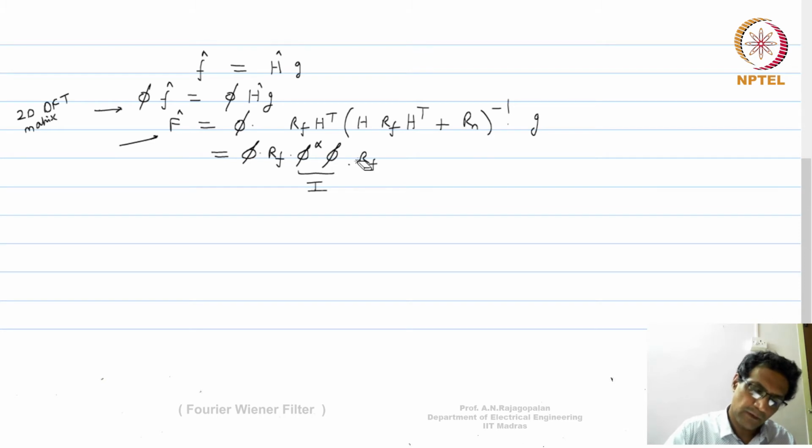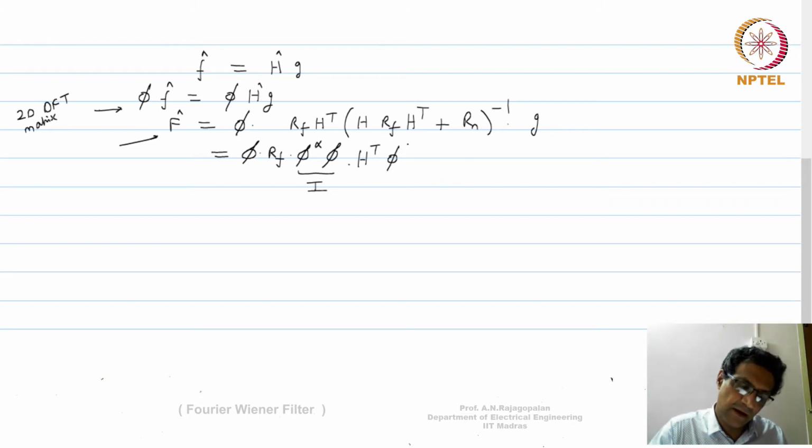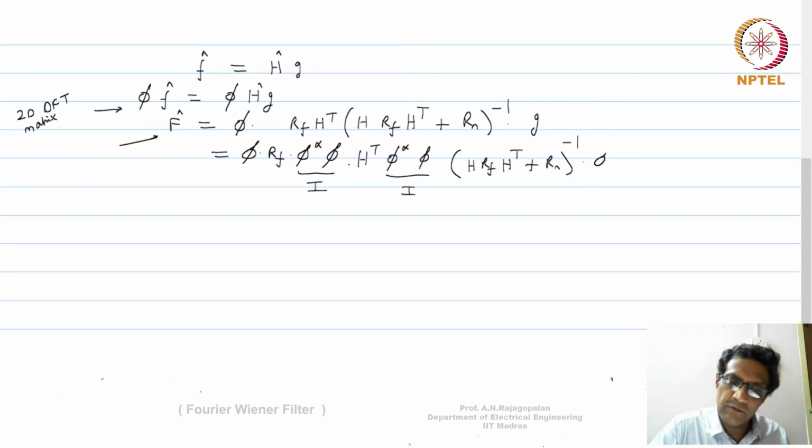Okay, so we can put this as H transpose, and again, what we can also do is multiply here again. We can write H transpose, and then write this as phi star phi, because this is again identity, followed by H RF H transpose plus RN the whole inverse. Let's again put a phi star phi G.